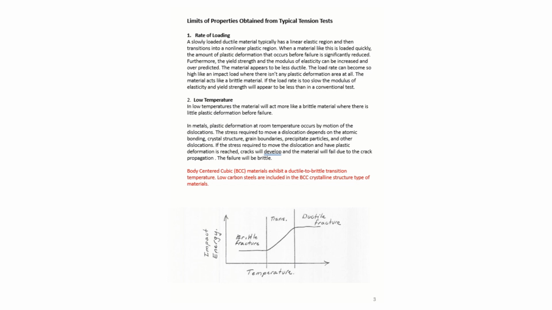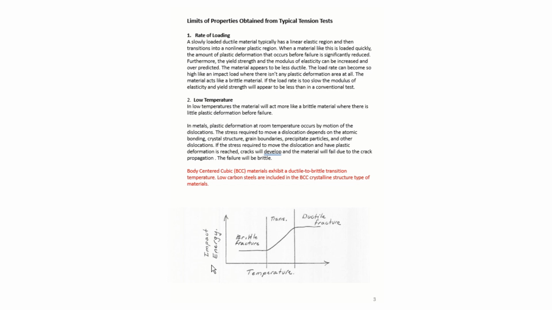The stress required to move a dislocation depends on the atomic bonding, the crystalline structure, grain boundaries, precipitate particles, and other dislocations. And if the stress required to move the dislocation and have plastic deformation is reached, cracks develop and the material will fail due to the crack propagation, and the failure will be brittle. Now again, with temperature, if we have body-centered cubic BCC materials, they exhibit what we call a ductile to brittle transition temperature. And most low-carbon steels are included in this BCC crystalline structure type of material.